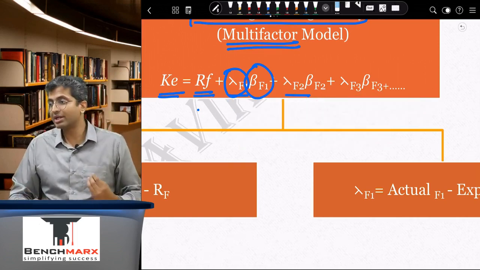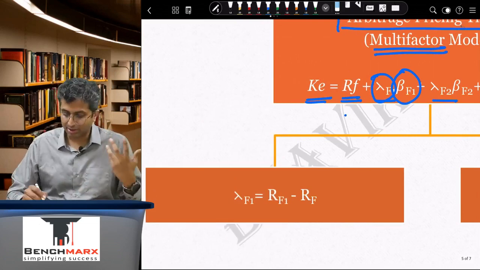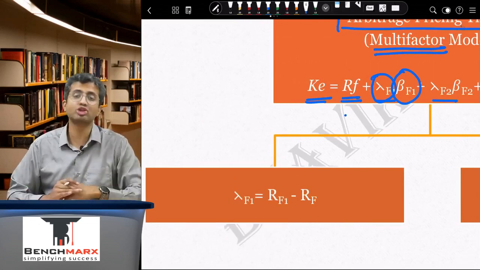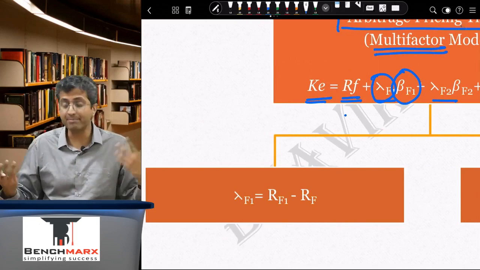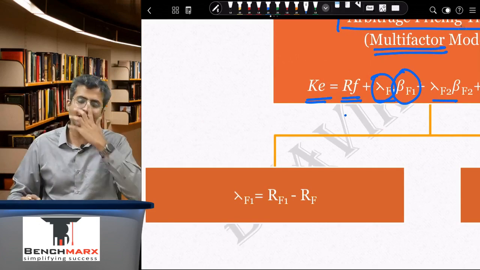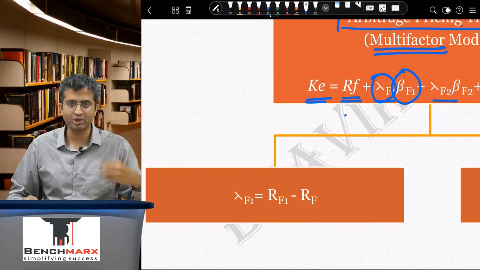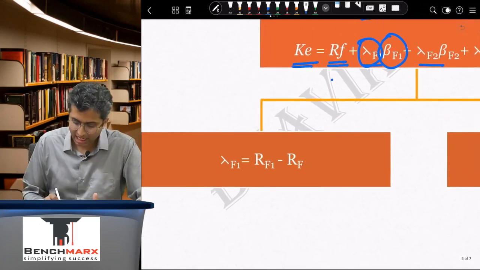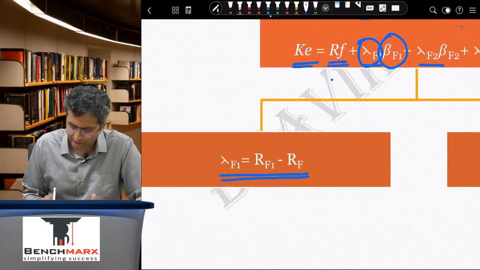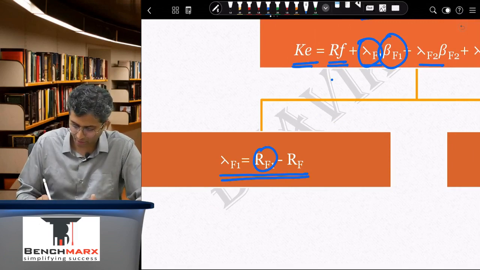So theory wise, this appears to be a very good theory, but in practice it is rarely used because of the open-endedness, because of the ambiguity on the selection of the factors, and hence CAPM still rules supreme in practice as well as in your exams. So the lambda over here can be calculated as the return of factor 1 minus the risk-free rate.